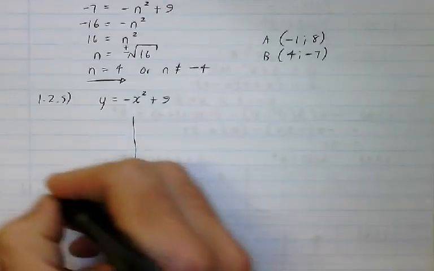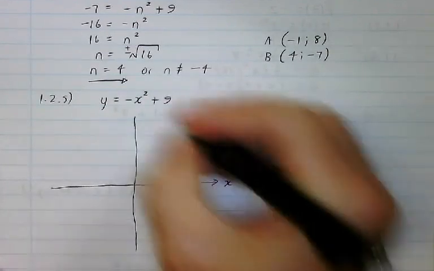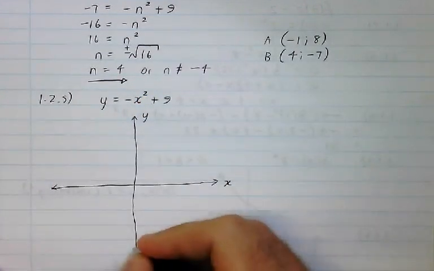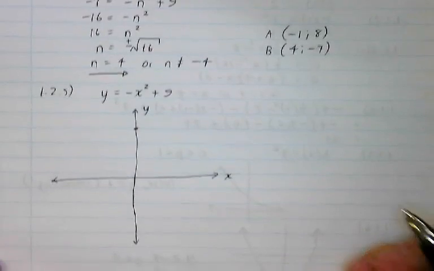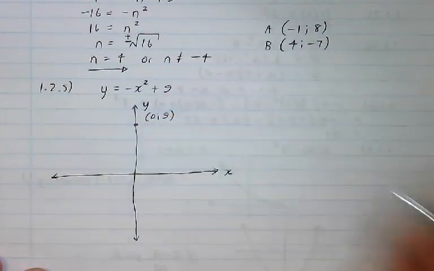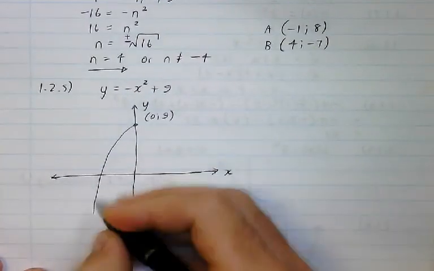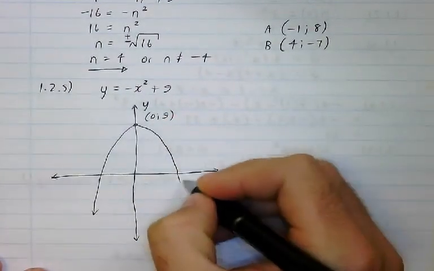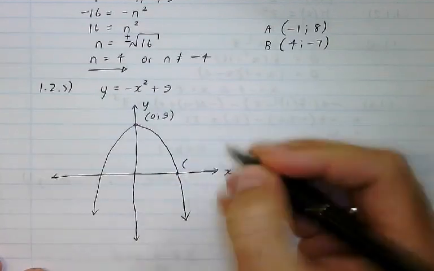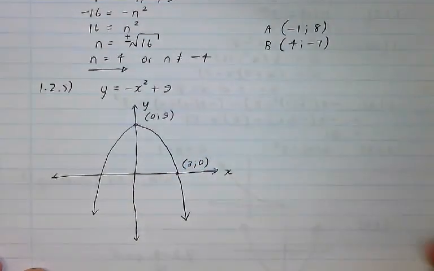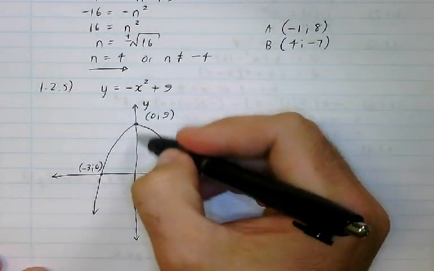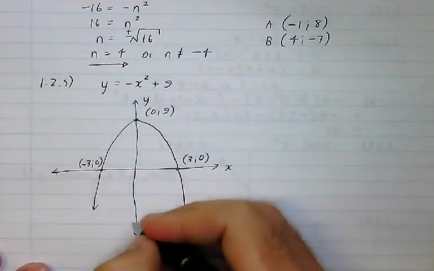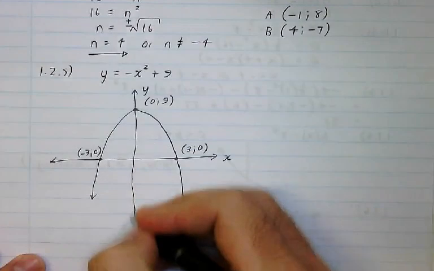So we can draw a rough, quick little Cartesian plane. We've got the x horizontal and the y vertical axis. We know that the plus 9 means that the turning point has shifted up to 9. And earlier on we worked it out to be (0, 9). We know it's a sad graph, so the parabola is going to go down like that. And earlier on in the question, we worked out that the x-intercepts were (3, 0) and (-3, 0). The question also asked us to label the axis of symmetry, which is the y-axis, and its equation is x equals 0.